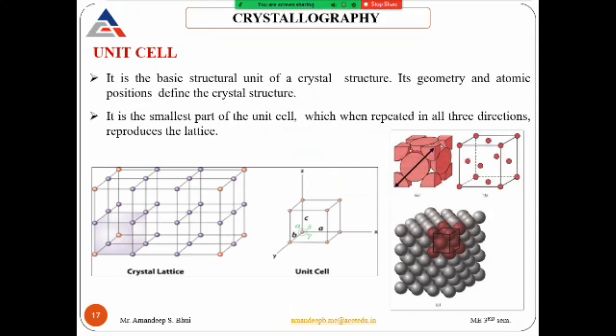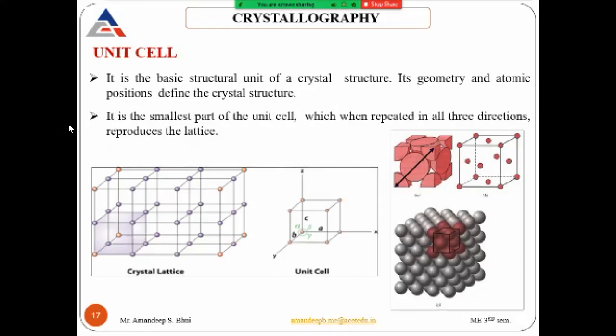So if I talk of a unit cell, it is the basic structural unit of a crystal structure. Its geometry and atomic position define the crystal structure. It is the smallest part of the crystal, which when repeated in all three directions reproduces the lattice. So in this bottom diagram, you can see on the left hand side, this is my crystal lattice. If I take the basic single unit cell out of it, this shaded portion, this is my unit cell.